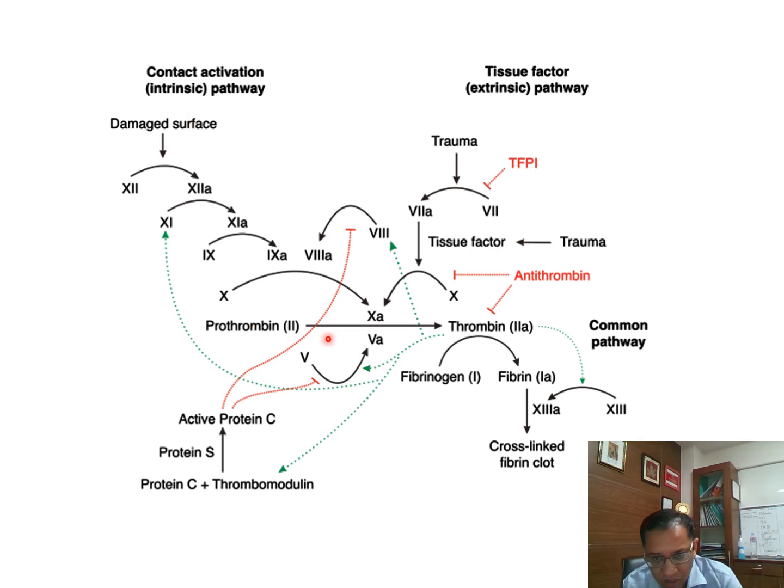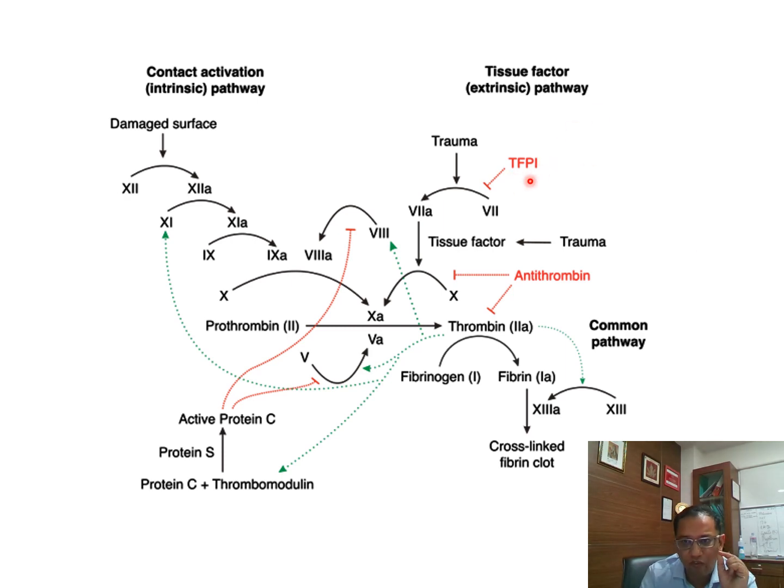So now you have an intrinsic and an extrinsic pathway all culminating into a common pathway, which then goes down, and there is factor 13 which stabilizes the fibrin, which is the clot, and it causes cross-linking of the fibrin clots. Now this is a very simple representation of the coagulation cascade. Now this coagulation cascade also has some kind of checks. Now what are those checks?